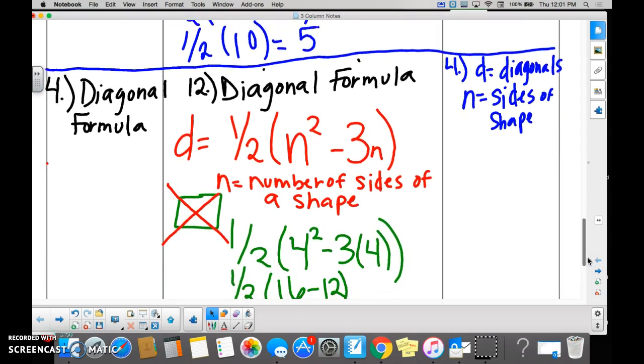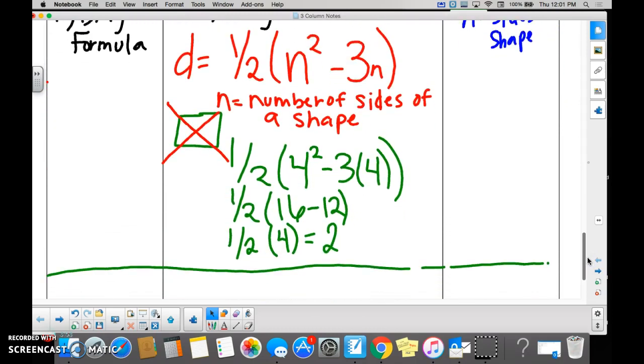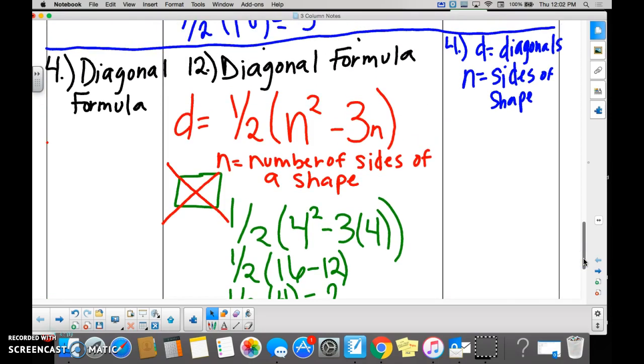Finally, the diagonal formula. We know that D is equal to the diagonals that we are looking for, and n is the number of sides of a shape. And so we can use this formula to apply our exponents into a real-life formula, so we won't have to draw as many times. Any questions?